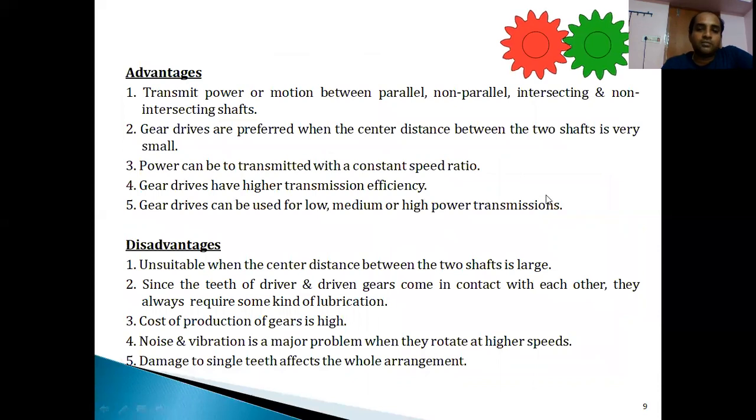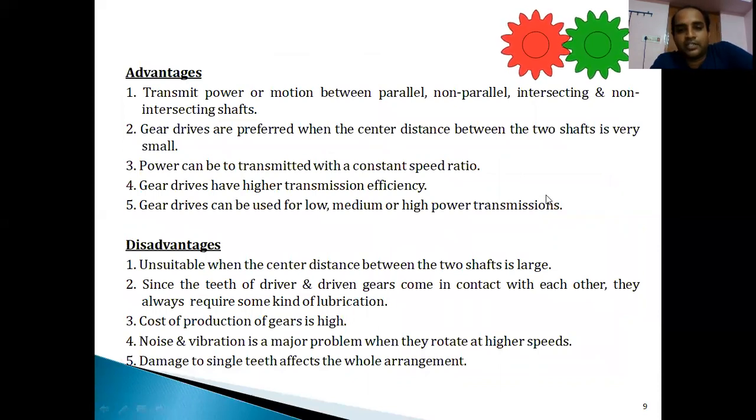Now, some of the advantages and disadvantages of gear drives, as I was telling you. Among the advantages, we can transmit power between shafts which are at shorter distances when compared to belt drives. Apart from that, we can transmit power between parallel shafts, between non-parallel shafts, as well as between intersecting and non-intersecting shafts. In belt drives, we discussed that we could transmit power only between parallel shafts, but here you can transmit power for any kind of shafts.